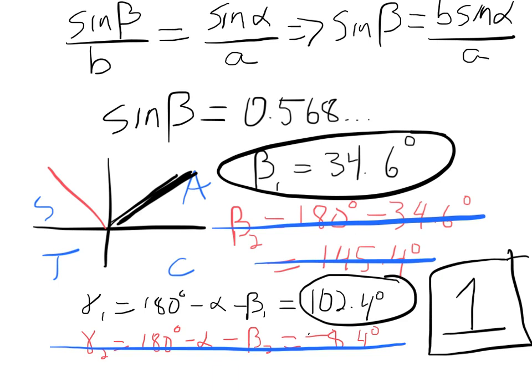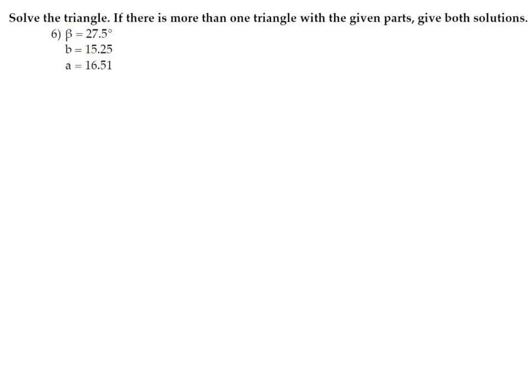Hope this helps. Solve the triangle. If there is more than one triangle with the given parts, give both solutions. Okay, let's check. We have B and beta. We have an opposite pair. The other piece is A, so its opposite missing piece is alpha. Anytime we have an opposite pair, we'll use the law of sines.